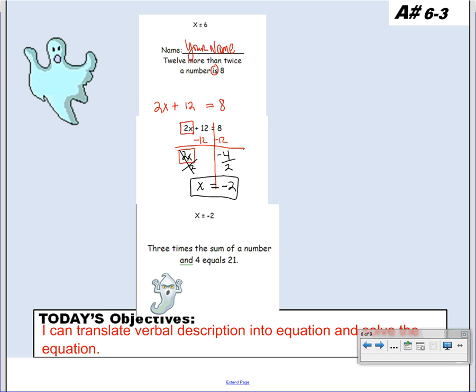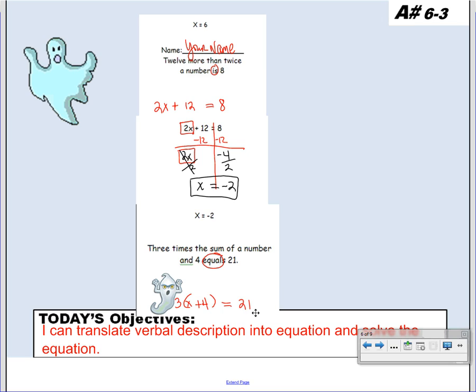3 times the sum of a number and 4 equals 21. Equals 21, because there's our equal. The sum of tells us parentheses with a plus. 3 times goes out front. The sum of a number and 4 would be x plus 4. So now you will go and find the box that has 3 times x plus 4 equals 21, and you will tape it to this box.